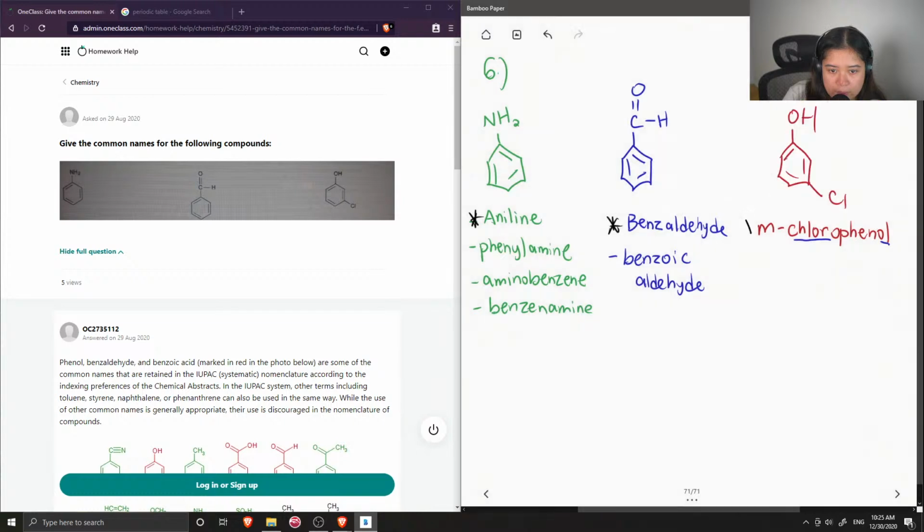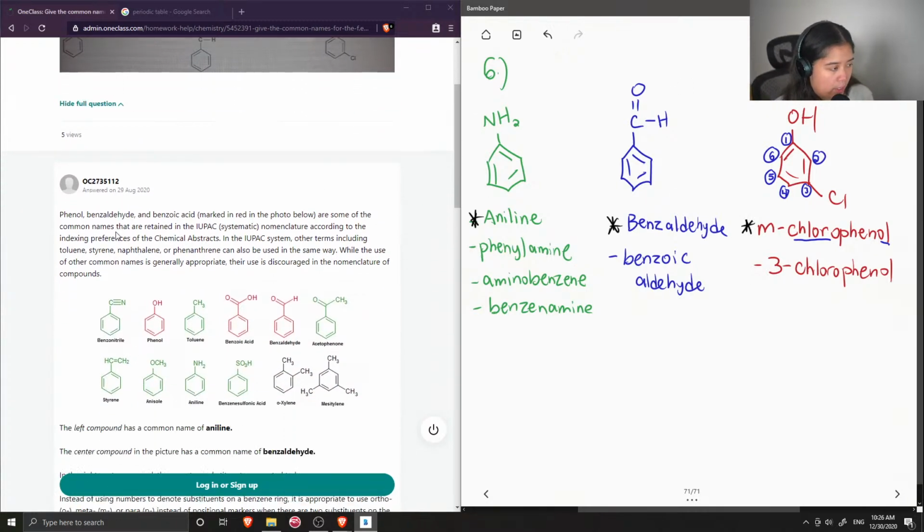So this is the most common name for this compound, but another name that it could go by is 3-chlorophenol. The reason that it's 3 is because the alcohol group is carbon 1, and then if we number it towards the chlorine, then the chlorine is on carbon 3. Okay, so let's see what the junior tutor said.